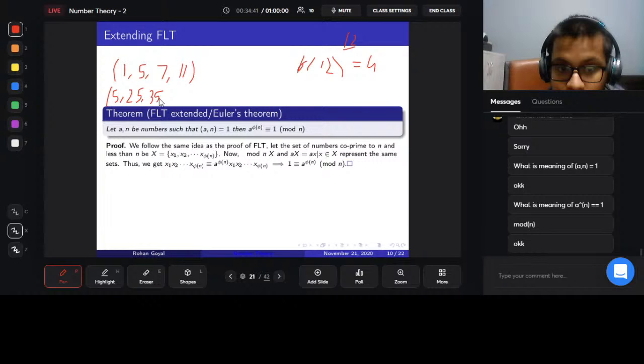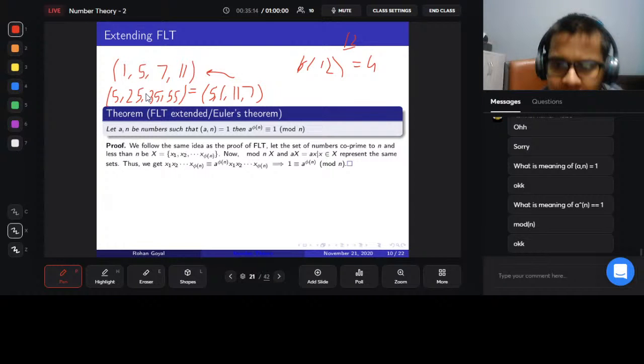5 mod 12 is 5, 25 is 1, 35 is 11 mod 12, because 24 plus 11, and 55 is 7. So you in fact get the same set in some other order: 1, 5, 7, 11. That's the same set. Similarly, if you do any number, you will always get the same set.